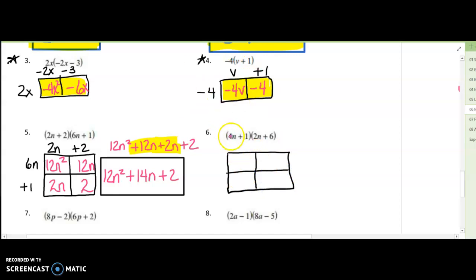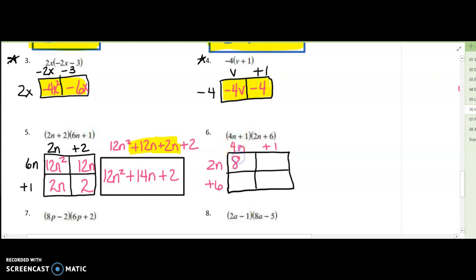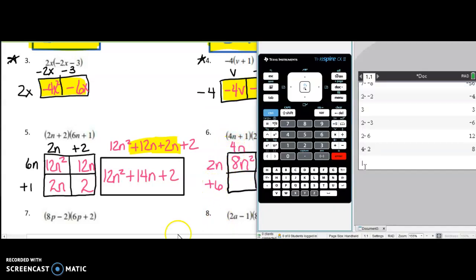All right, so on the top, we have 4n plus 1, 4n plus 1. And then on the side, we have 2n plus 6. All right, so 4 times 2 is 8. So we have 8. Then n times n is n squared. There's 2 of those n's, right? All right, then I have 2n times 1. Anything times 1 is itself, so that's just a 2n, right? And then I have 4n times 6. So 4 times 6, let's do 4 times 6.